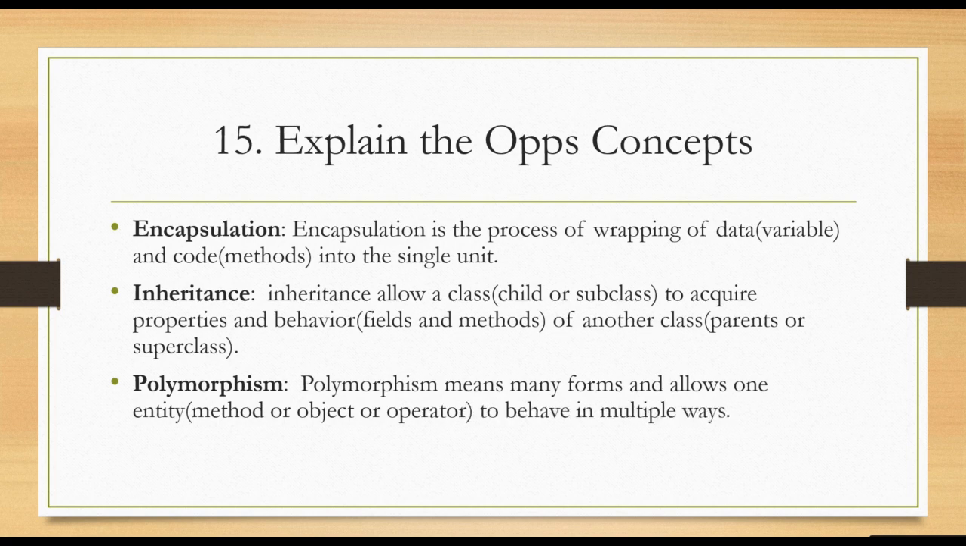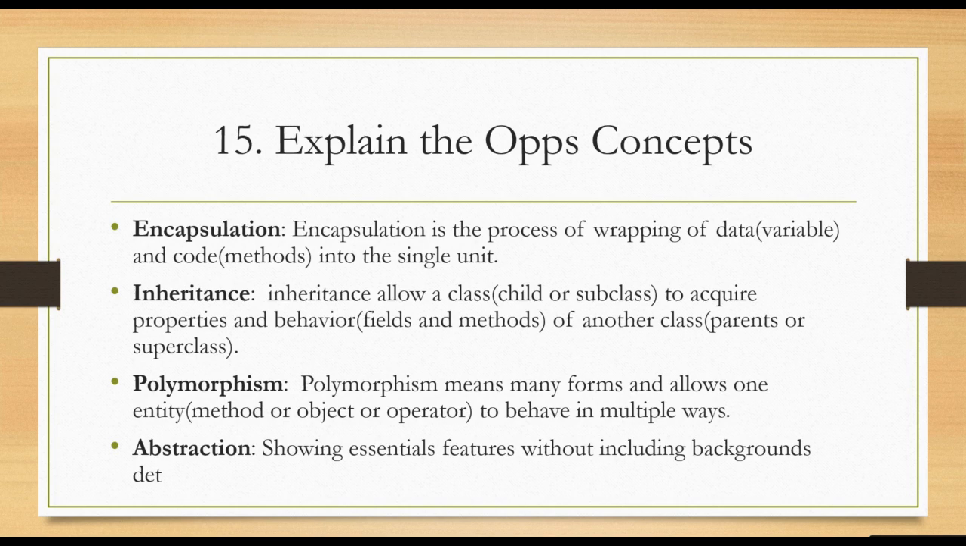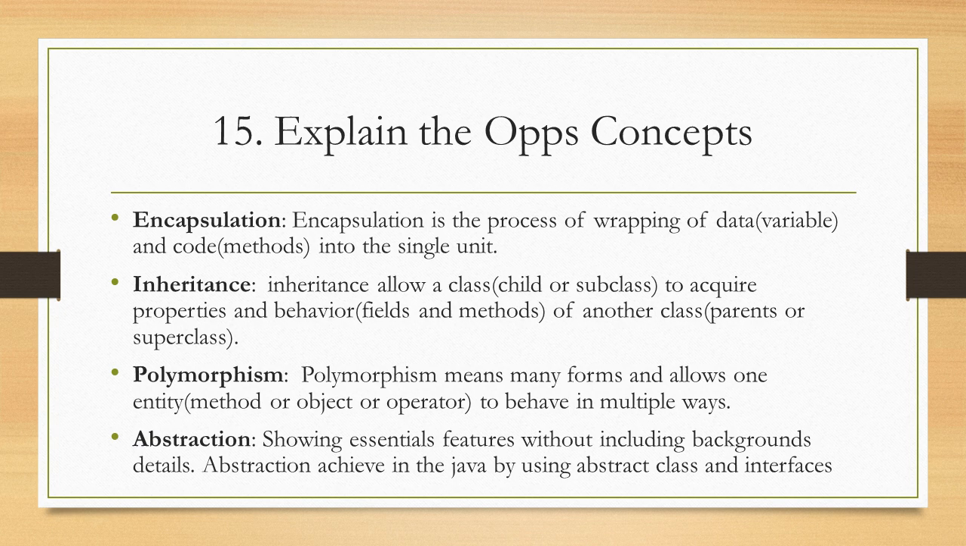Third one is polymorphism. Polymorphism means many forms and allows one entity, method, object, or operator to behave in multiple ways. That means there is one class we can use in many classes. Polymorphism has two types: method overloading and method overriding. Method overloading we call compile-time polymorphism, and method overriding is called runtime polymorphism.